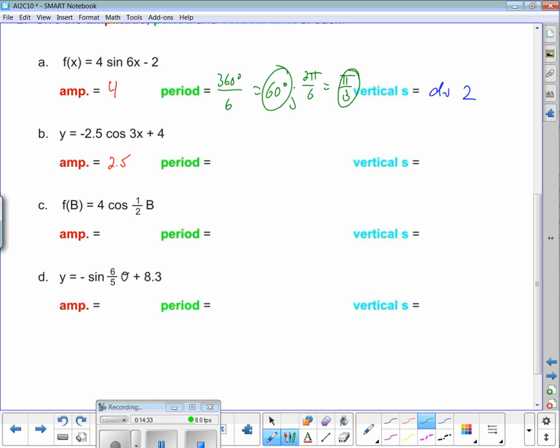Brian, period. Okay, if we went degrees, it would indeed be the 360 divided by the 3. There's 3 waves in every normal 360, which means each wave is 120. If you went radians, it's going to be just 2/3 pi, right? 120 degrees or 2/3 pi. Vertical shift, Andrew? Up 4. All right.